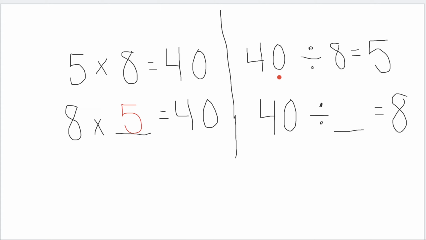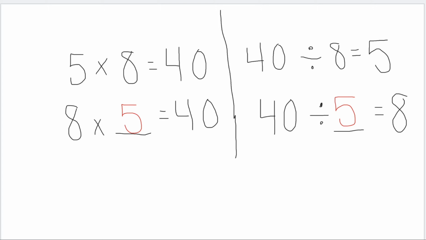Now let's take a look at our division side. We have 40 divided by 8 equals 5. So if we have 40 objects, we divide them into groups of 8, we have 5 equal groups. So we can use this division fact to help us solve this division fact. We want to know 40 divided by what equals 8. Well, if 40 divided by 8 equals 5, then that means 40 divided by 5 equals 8.